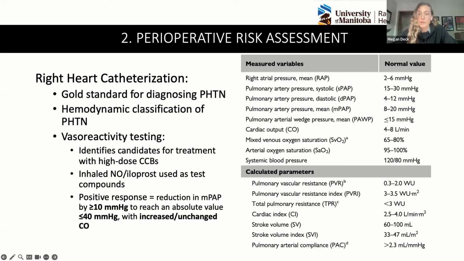A positive acute response is a reduction in mean PA pressure greater than or equal to 10 millimeters of mercury to reach an absolute value of less than 40, with either an increased or unchanged cardiac output. And this table on the side of the slide here outlines the common measured as well as calculated parameters that you'll see on the right heart cath report.